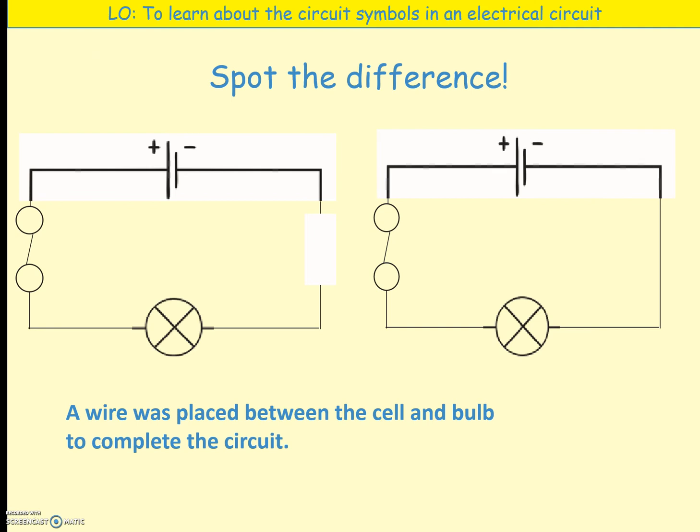So, can you spot the difference between this diagram on the left and the diagram on the right? That one is a freebie. A wire was placed between the cell and the bulb in order to complete the circuit. Along here, there's no wire, so the circuit is incomplete, and the circuit is complete on this one. Now have a go at doing the next one for yourself.